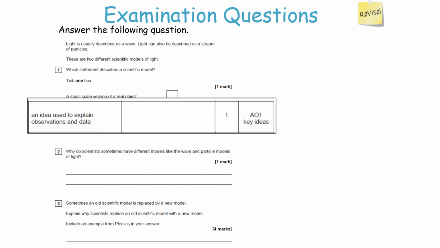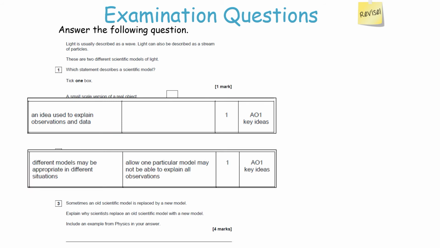Right, so the first thing to note is a scientific model, which we need to be aware of, is an idea used to explain observations and data. That's what a scientific model is. Now, we sometimes have different models in science to explain different situations, because one model might not be able to explain all observations. And then finally, how do you replace a new model?